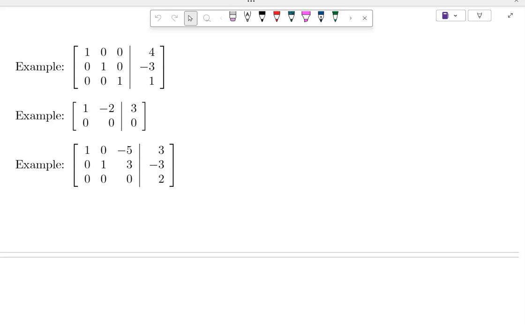Are all the rows of zeros at the bottom? Yes. Going across your rows, is your first non-zero entry a 1? Yeah. Looking at that leading 1, does it have zeros above and below it? Yep. So is this in reduced row echelon form? Yeah, it is. So this one is in reduced row echelon form.